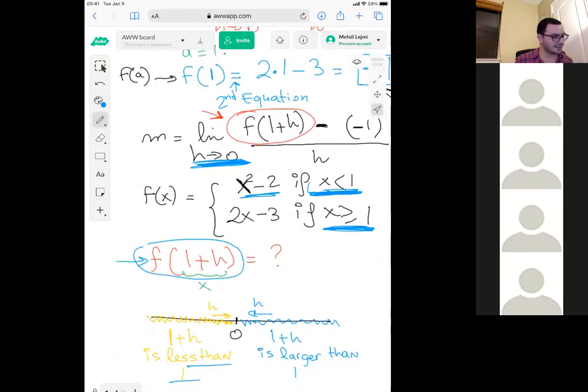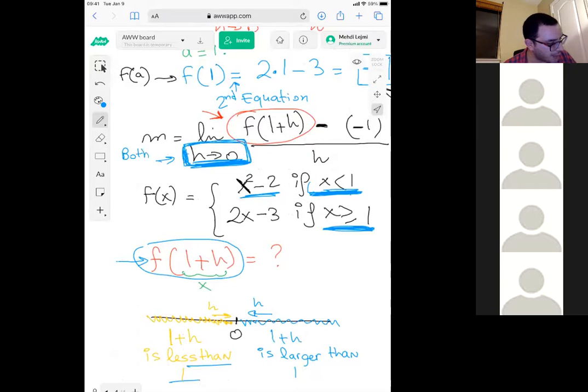Wait, since h is approaching 0 and you have a piecewise function, that means you would approach it from the left. No. What I'm saying is, you see here the limit as h goes to 0. It means you're going to approach 0 from the left and from the right, from both sides, so we're going to compute two different limits. So this is a two-sided limit.